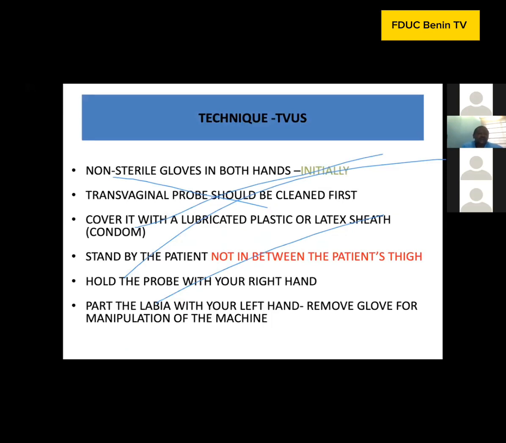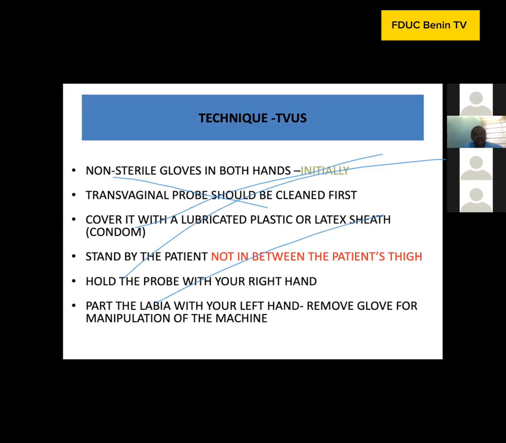So we perform the scan, we wear gloves initially on both hands, and then we clean the probe as we have just described. Then we pour gel in the latex sheath, usually the condom, and insert the transvaginal probe into the condom. Remember to lubricate the tip of the probe before inserting it into the vagina. Hold the probe with your right hand always, even if you are left-handed.